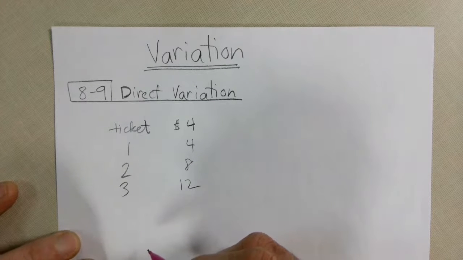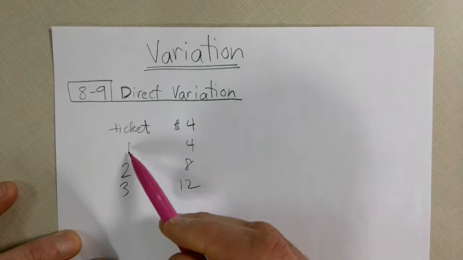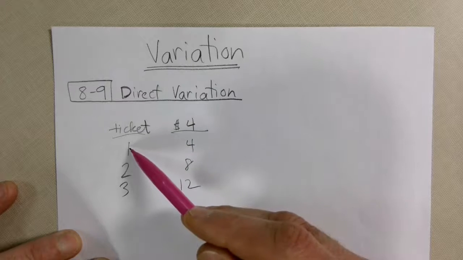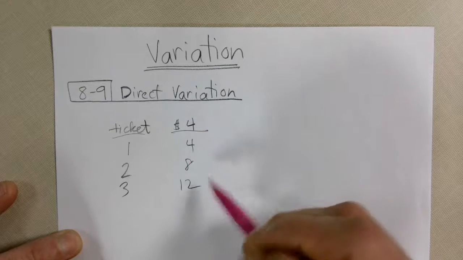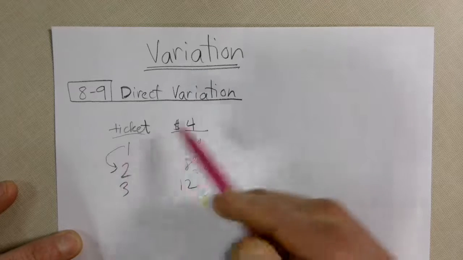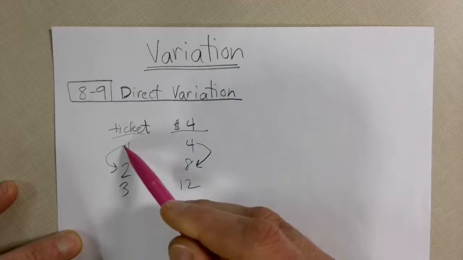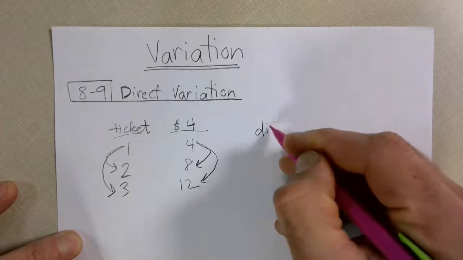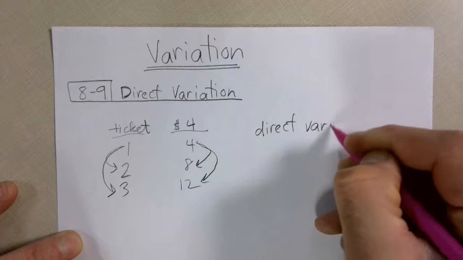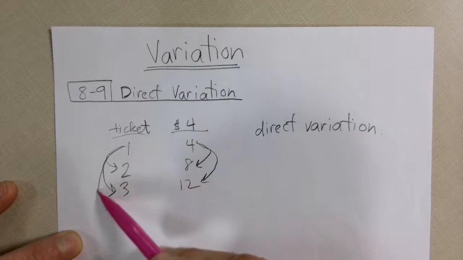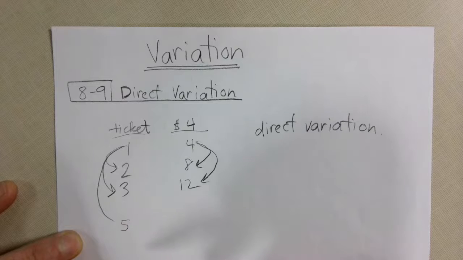Okay, what we're going to say is that there's a relationship between the number of tickets and how much money you spend. If you get more tickets, you spend more money. And even more specifically, if you double the tickets from 1 to 2, then you double the money. If you triple the tickets, you triple the money. This is a relationship called direct variation. Okay, what if you do 5 times the tickets? Then you do 5 times the money.